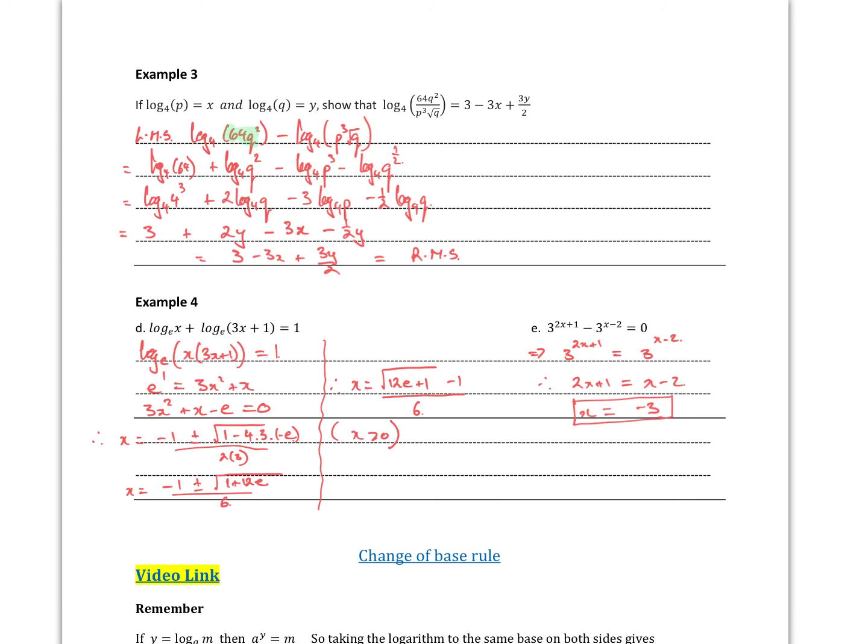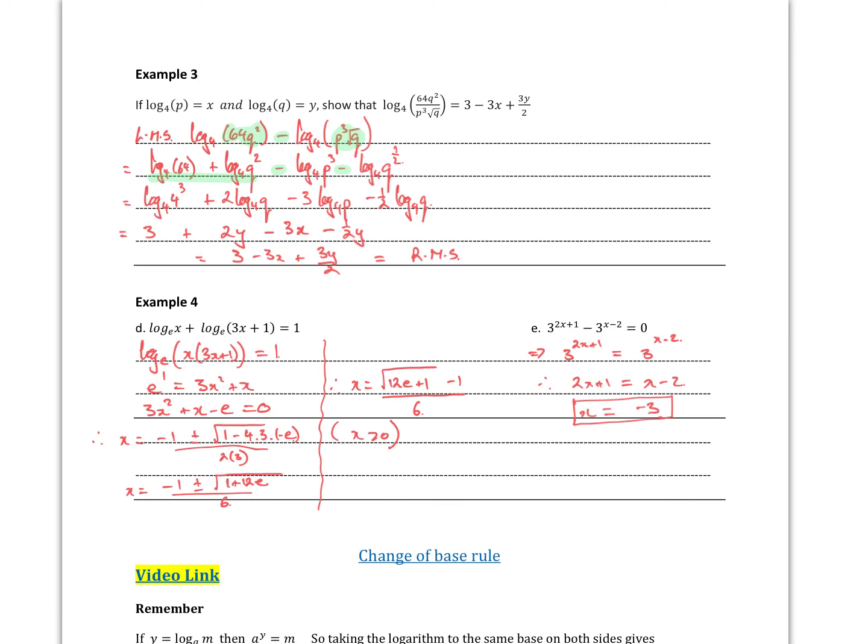If we look at these items individually, if we have a product within the log, it means an addition. So we can split that up to be log base 4 of 64 plus log base 4 of q squared. We have a subtraction in the other term, but within it there's also a product. So that could be minus log base 4 of p cubed minus log base 4 of q to the half, because I'm going to distribute that negative sign through. That negative sign out the front has to go all the way through. Then let's tidy up each of those expressions.